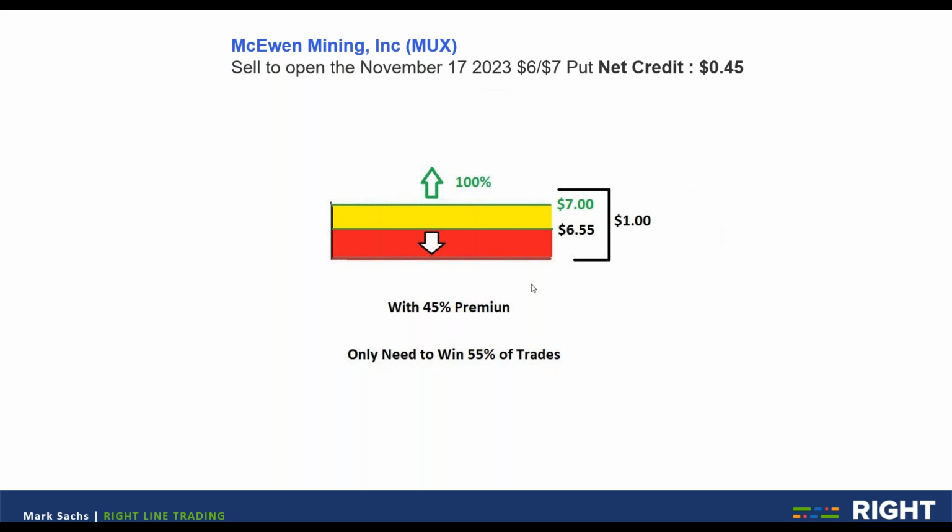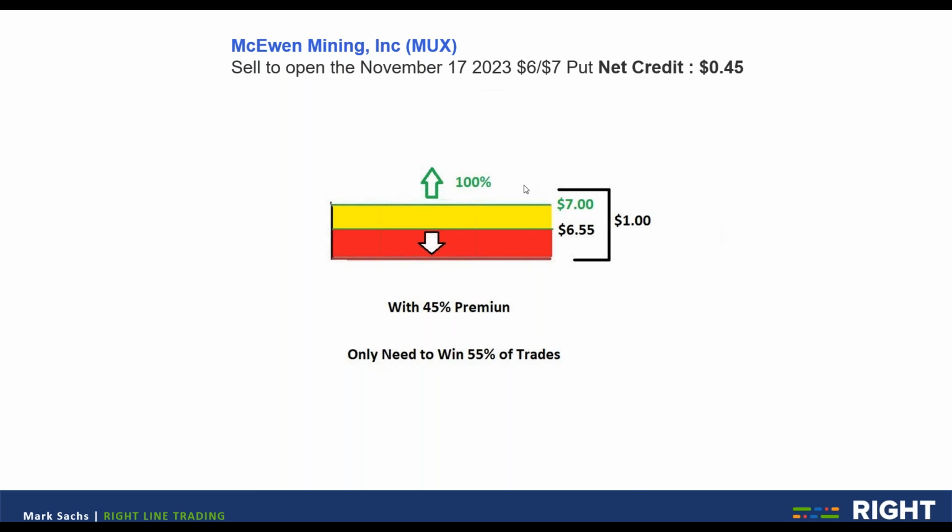Now, it's not the vertical width, it's the premium you get when you take the trade. So if your vertical width, say, is $5 and you can get a 45% premium on the trade, it's still a stellar trade. Now, this is why it's very forgiving. I know I'm plowing through a lot of information. You have the opportunity to ask questions, but this is why it's a very forgiving strategy.